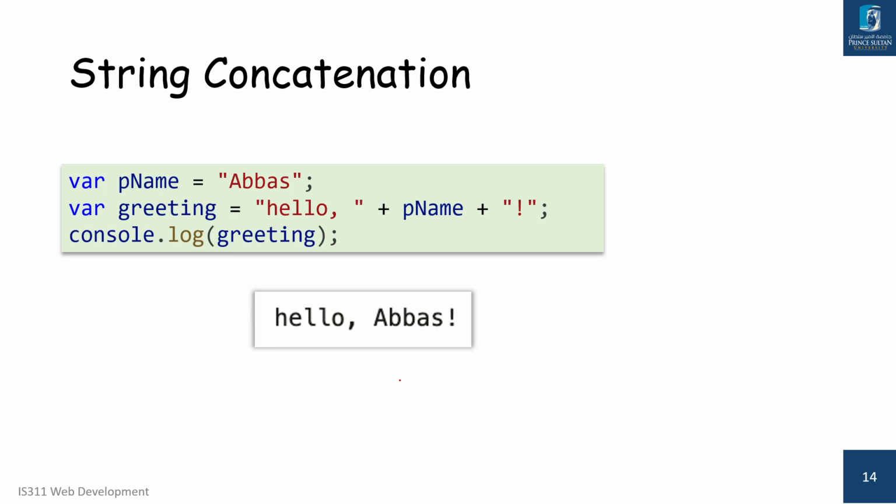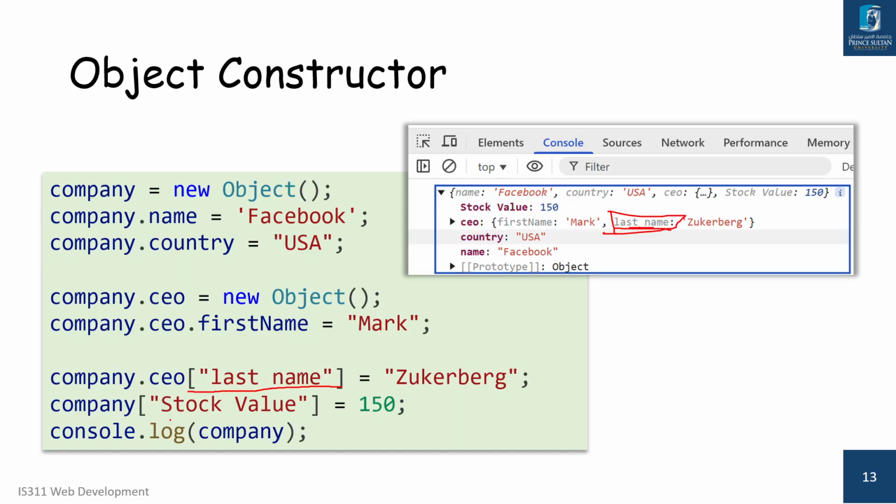So again, these are some limitations, and here we are creating another, stock value. It will add a new property inside the company as a stock value, and you can see that this also has a space in it. And then when you log the company, it shows me all the company and the nested objects inside it.